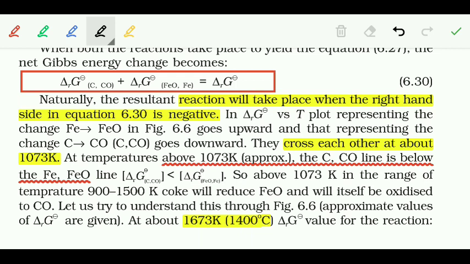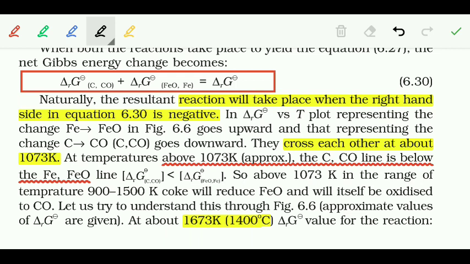But as we cross 1073 Kelvin, the scenario is quite different. Above 1073 Kelvin, in the temperature range of about 900 to 1500 Kelvin, coke will reduce ferrous oxide and will itself be oxidized to carbon monoxide. Let us try to understand this through the diagram, actually from the graph.